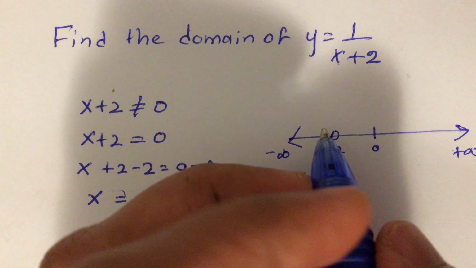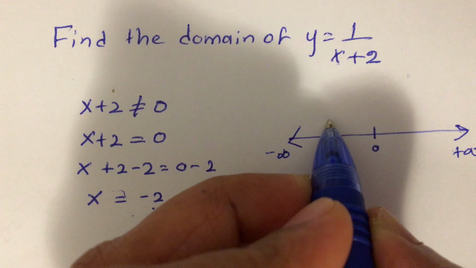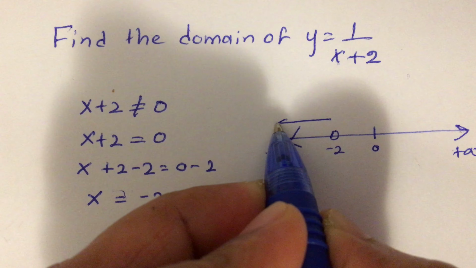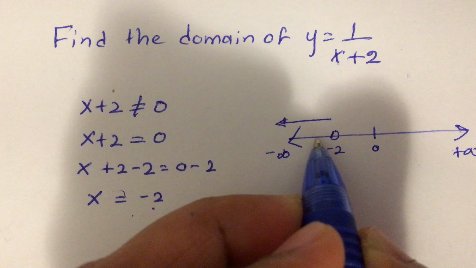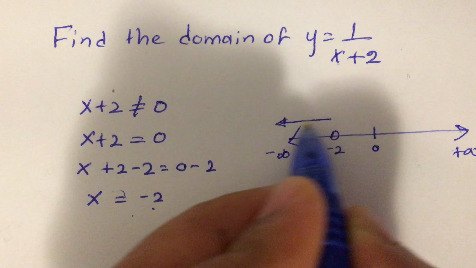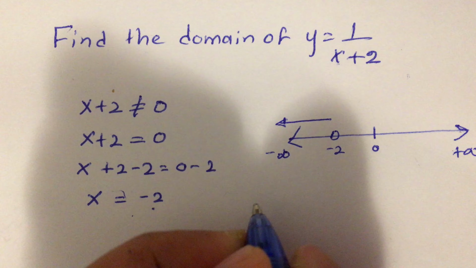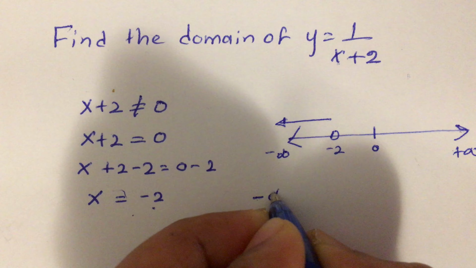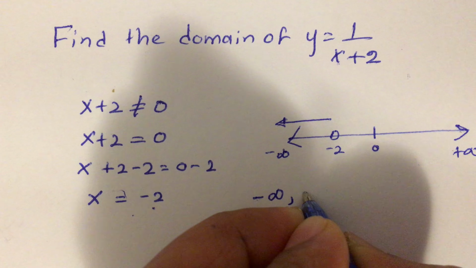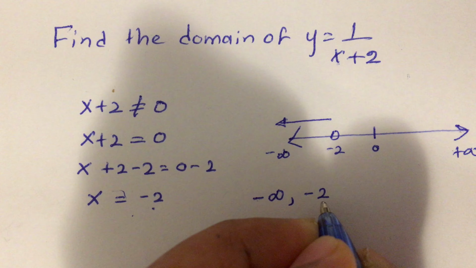Now, what is the domain? So we have to consider this one. So we don't have any problem with other values in the x-axis, right? So look at this side. What is the set? It is negative infinity to negative 2, right?